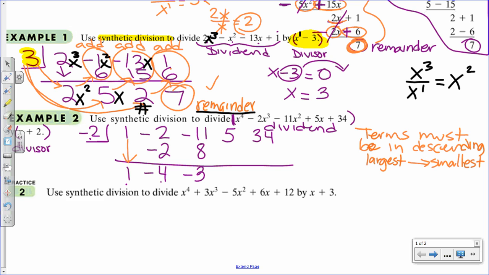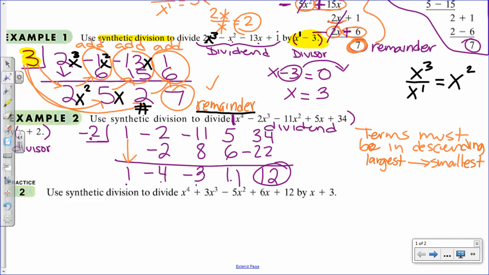Then we multiply. Negative 2 times negative 3, that will be positive 6. Then we add 5 plus 6, 11. And then we multiply again. Negative 2 times 11, and that is negative 22. And then we add. So 34 plus negative 22, and that's 12. Thank you very much. And so that right there will be the remainder.